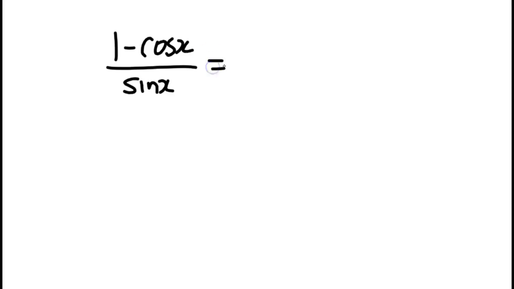Okay, so example 3, we're just continuing with section 6.3. So we want to prove (1 minus cos x) over sine x equals sine x over (1 plus cos x). Okay, so we need to figure out what we should do first here.